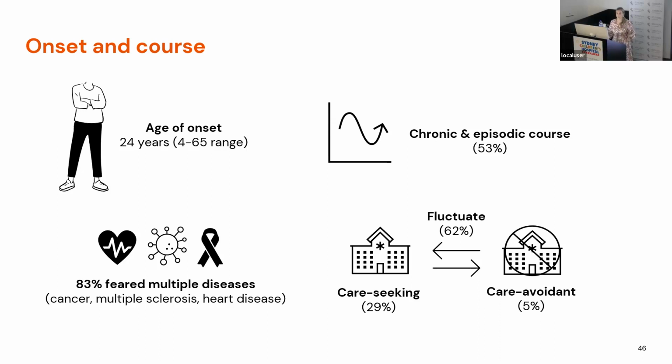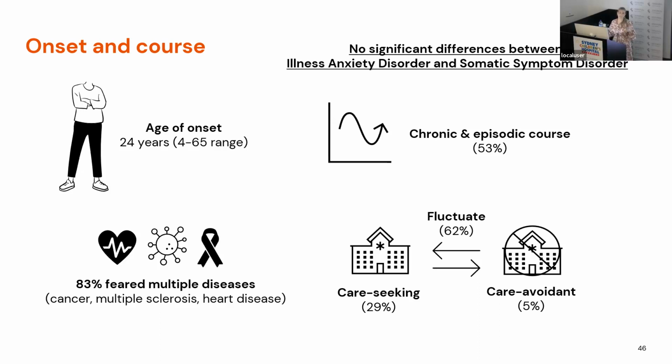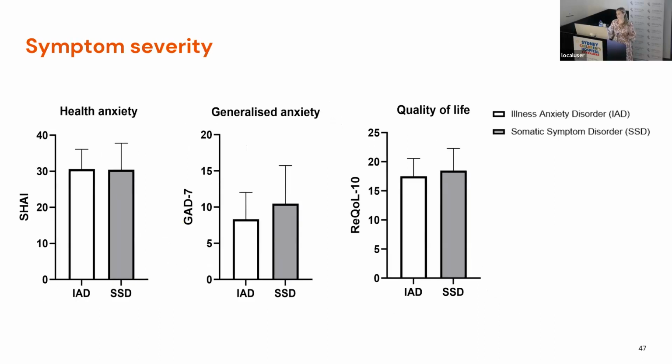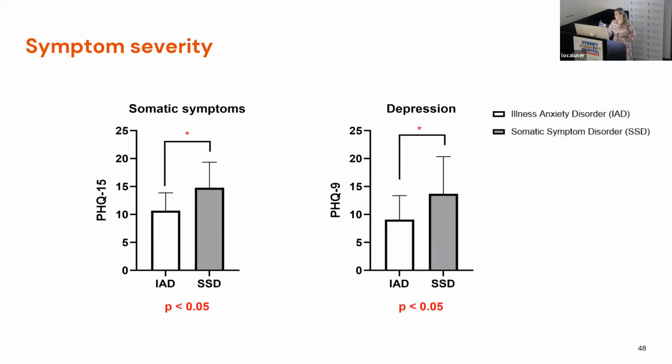We did look at whether illness anxiety disorder and somatic symptom disorder were different in terms of their onset and course, and we saw that there were no significant differences between these two disorders. In other words, they had a very similar onset and course. We also looked at whether these two groups were different in terms of their symptom severity, and we saw no significant differences in terms of their health anxiety severity, their generalized anxiety, and their quality of life. We did, however, see that individuals that met criteria for somatic symptom disorder had greater somatic symptoms, which makes sense, and were more depressed.